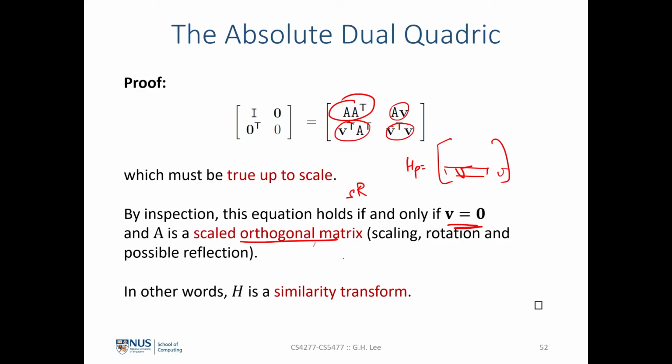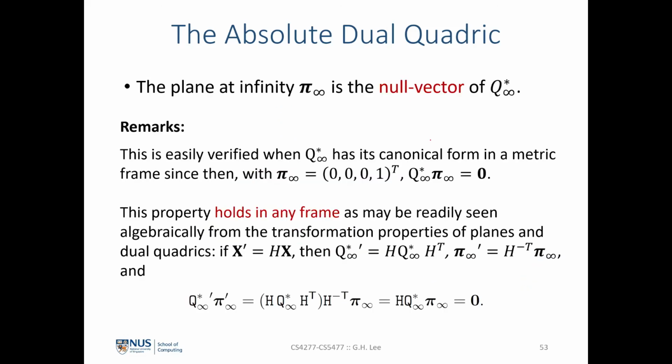So in other words, H must be a similarity transform, since A must be a scaled rotation and v must be 0. This means that H must be a similarity transform given by T, 0 and 1 here. Another property of the absolute dual quadric is that the plane at infinity is the null vector of the absolute dual quadric.